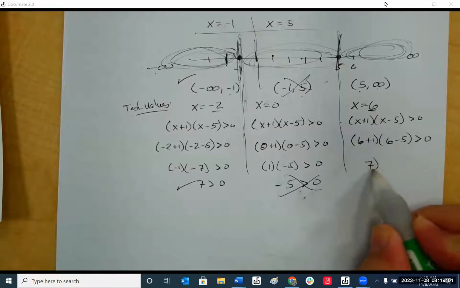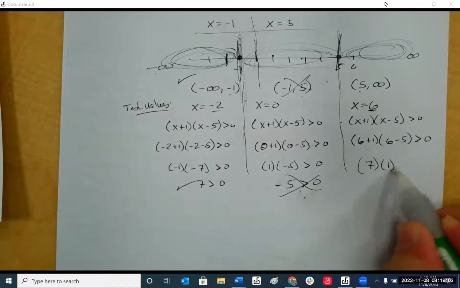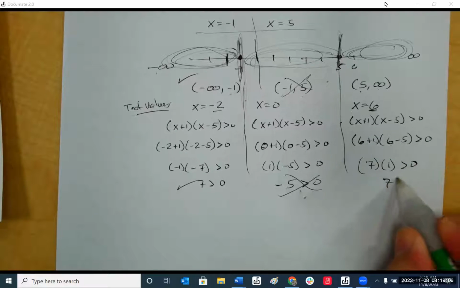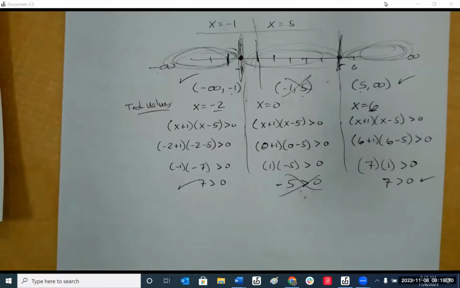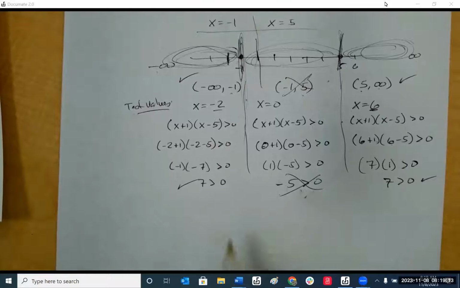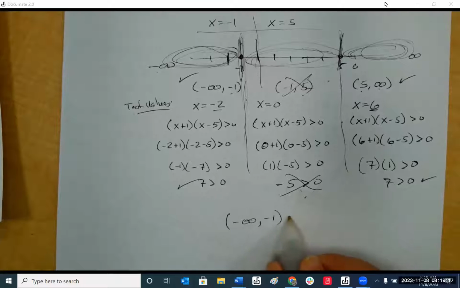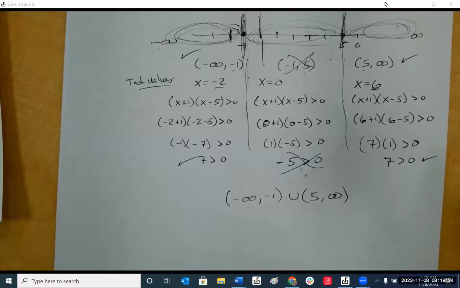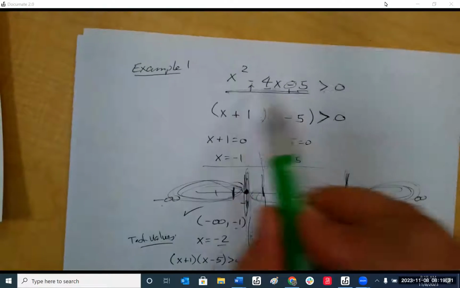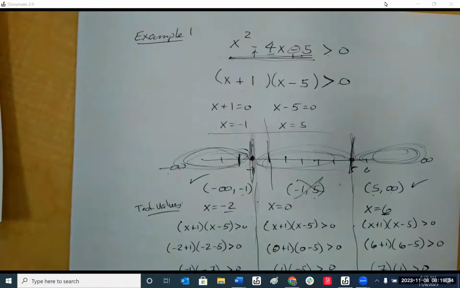6 plus 1 is 7. 6 minus 5 is 1. Is 7 greater than 0? Yes. So our solution is this interval. Because we're only looking for where it's positive, where it's greater than 0. Because that's what the original equation says. Where is this polynomial greater than 0?